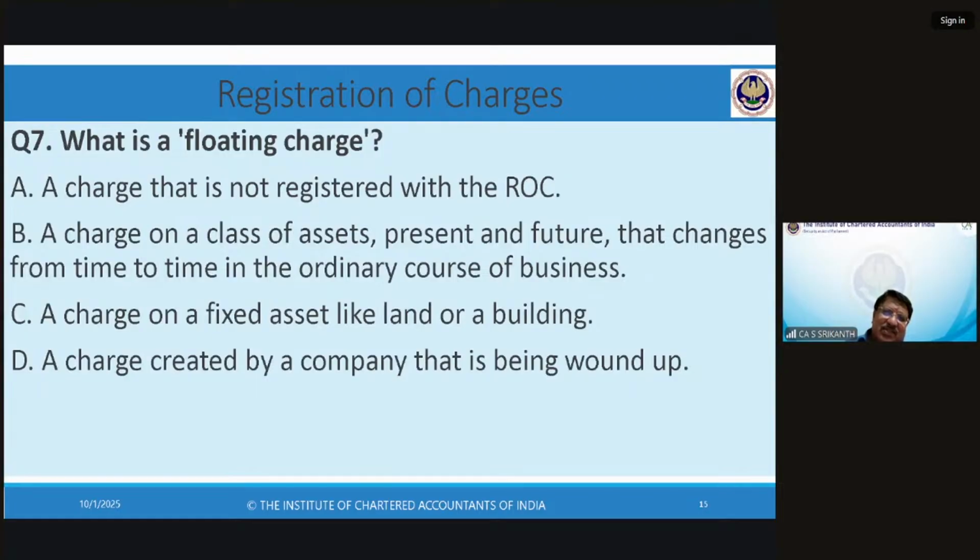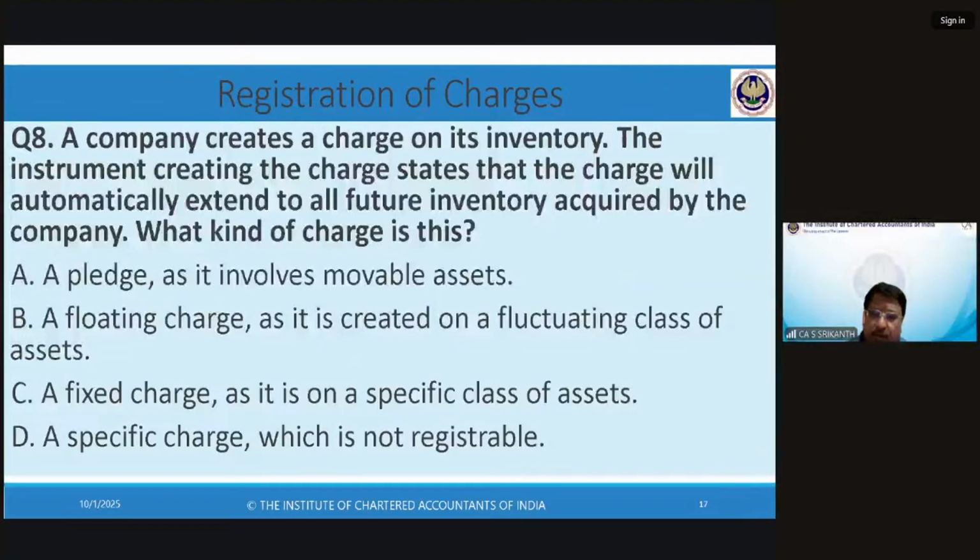Okay. So B. What's the answer? B. Okay. So yes, inshallah. Yes, B. Okay. Moving on. Correct. All of you correct. Now I think you are clear about floating charge and fixed charge.